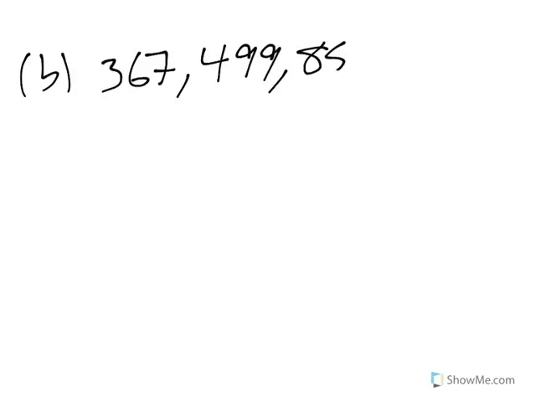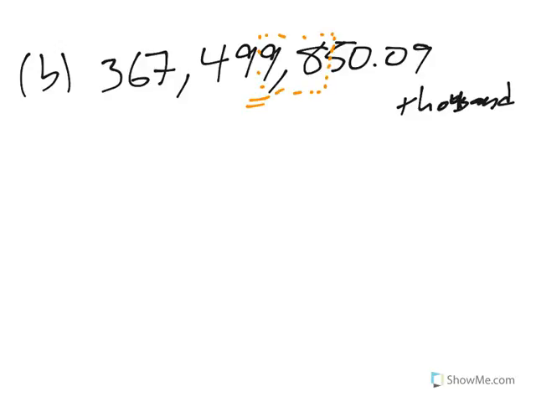If instead I'm going to round 367,499,850 and 9 hundredths to the nearest thousand, then I have to look at the thousands place, and so that 9 is in the thousands place. So I look at the 9, I look at the digit right next to that 9, and this gets a little bit tricky because when I look at that 8, it says round up. But when I round 9 up, it goes to 10.